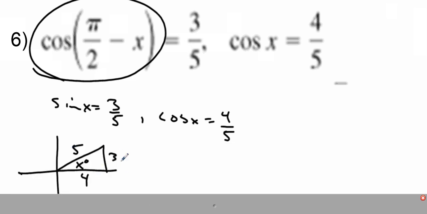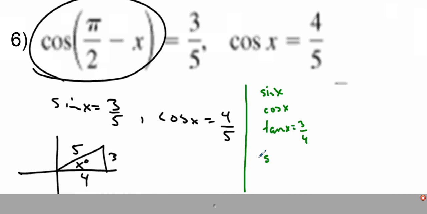It's going to be a 3, 4, 5 triangle. Sine is opposite over hypotenuse, and cosine is adjacent over hypotenuse. From here, we can once again do all of our trig ratios. We already have sine of x and cosine of x. We can now find tangent of x, which is 3 over 4. Cosecant of x is the reciprocal of sine, which will be 5/3. Secant is the reciprocal of cosine, which will be 5/4. And then cotangent of x, the reciprocal of tangent, is 4/3.